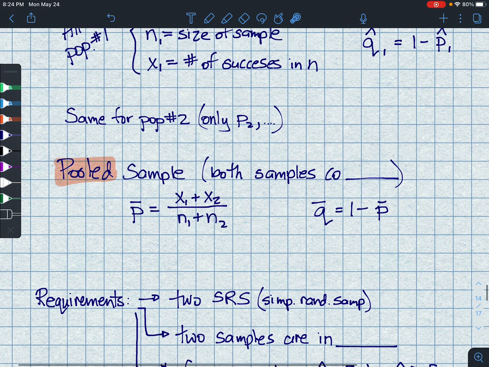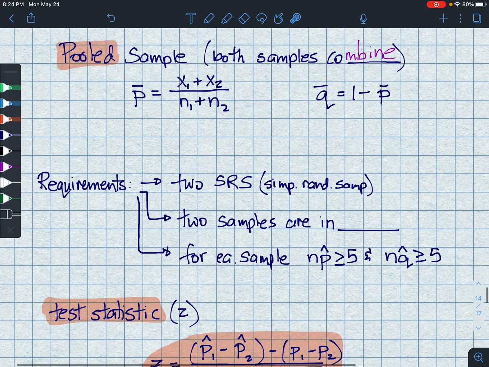Now, we also need to pool our two samples together, which means we're just going to combine them. We do that by adding our successes and then our trials. And that creates p bar and q bar, our success proportion and our failure proportion.